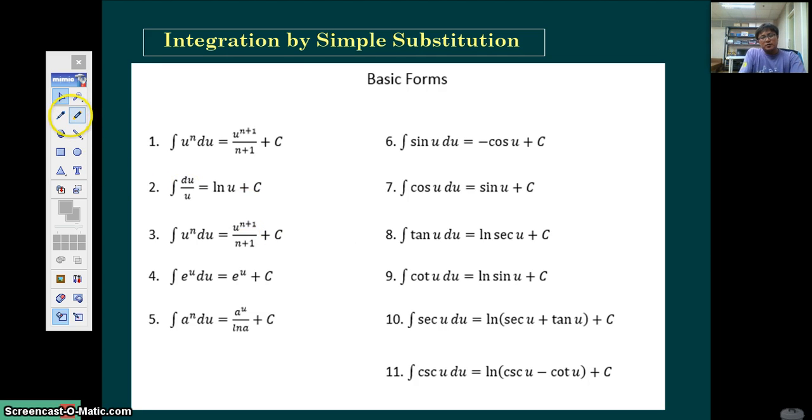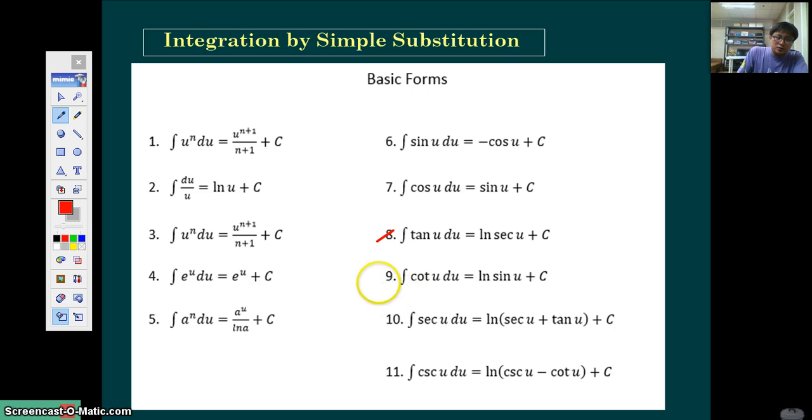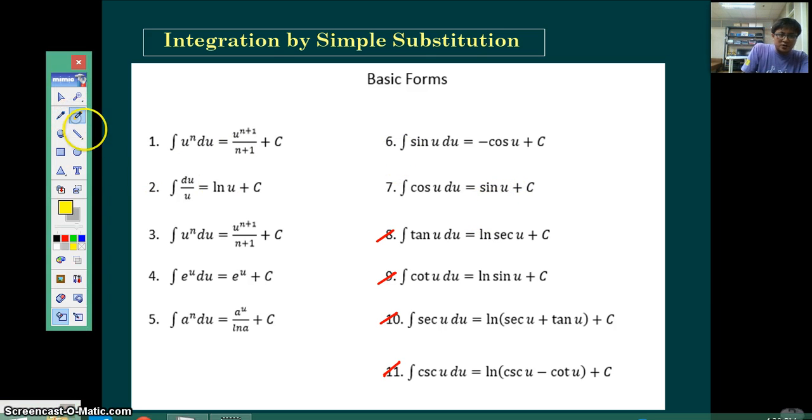The first seven of the forms are actually directly derived from the differentiation rules, and the last four, numbers 8 to 11, are actually derived using this technique by substitution. As an example, let's try to derive this integrable form. Integral tan u du is ln sec u plus c.